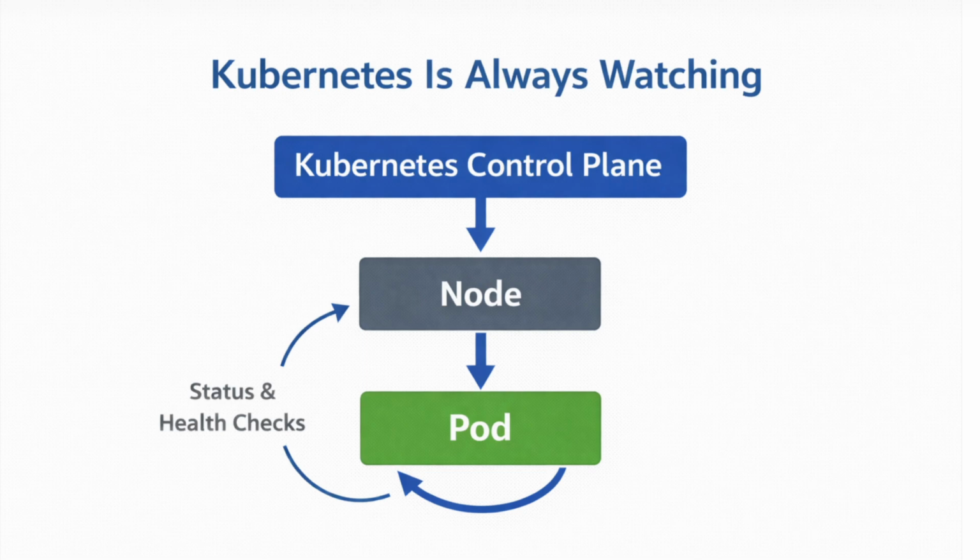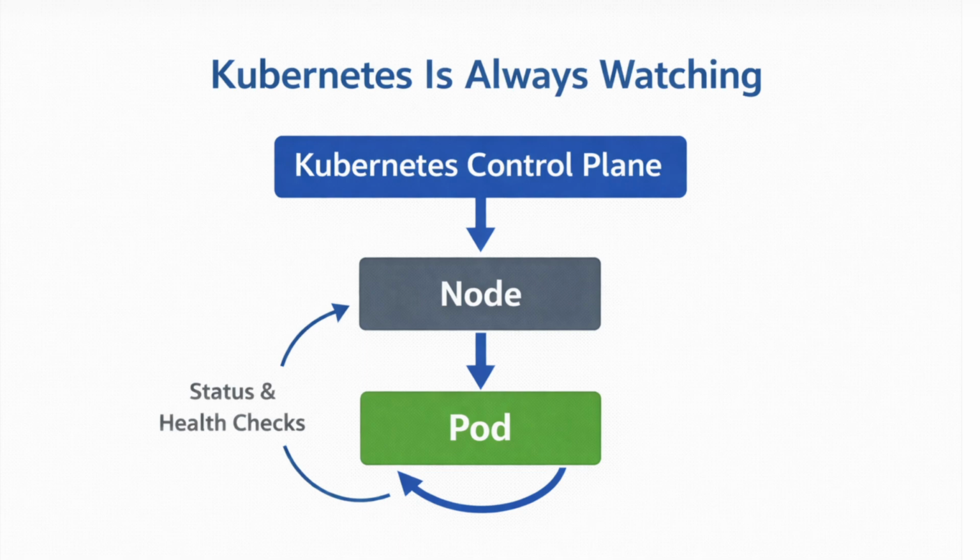Kubernetes is constantly watching the state of pods. It checks whether a pod is running, whether its containers are healthy, and whether the actual state matches the desired state. If something is not working as expected, Kubernetes automatically takes action.